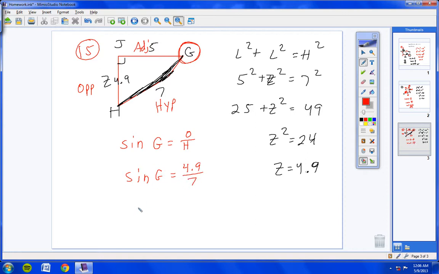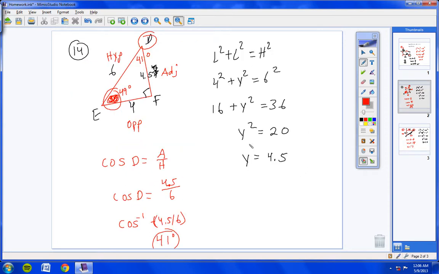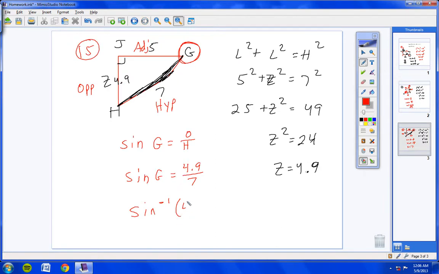Now we're looking for an angle, so this is when we use our sine inverse, or inverse sine button. So sine to the -1, parentheses, 4.9 divided by 7. And that's 44 degrees, 44.4. So we're going to say 44 degrees. So come up here to angle G and put 44 degrees.